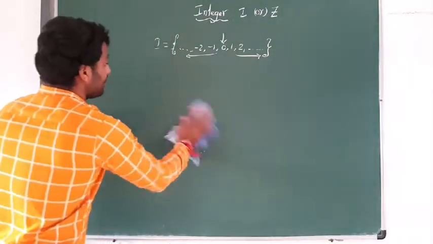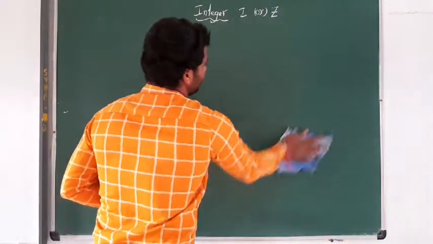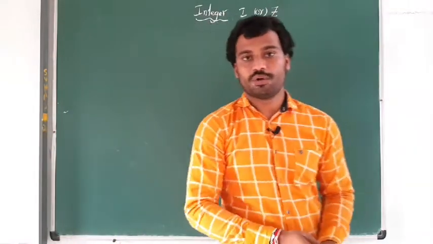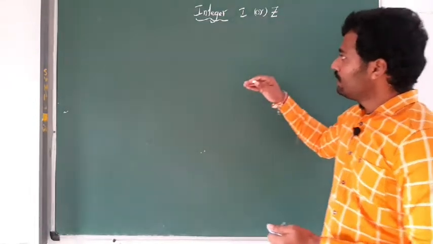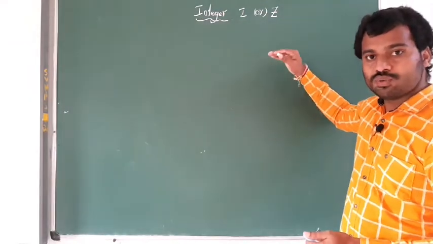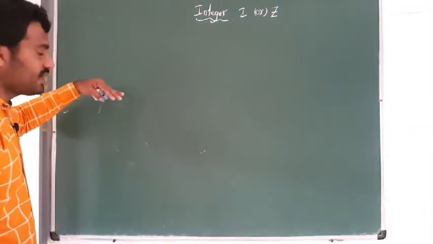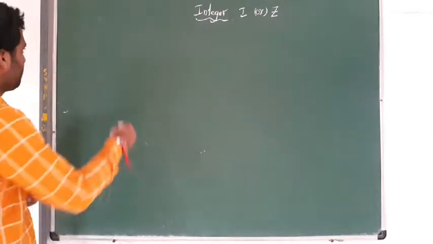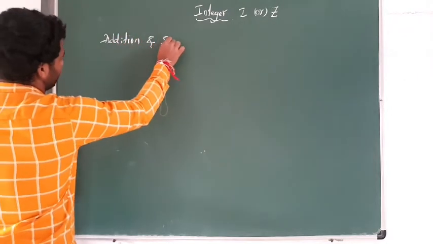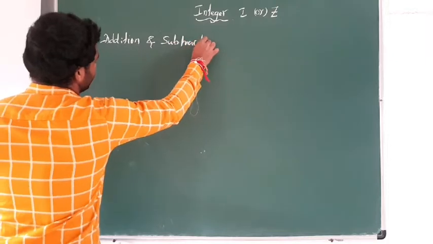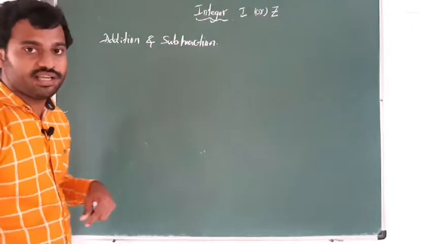So, we will learn some more properties. Like last year, we already learned the closure property, associative property, commutative property, and all, for the natural numbers and the whole numbers. So, now we will apply all those properties to the integers. Clear or not? First, I will apply all those properties under addition and subtraction. Okay, now I will check all those properties under addition and subtraction.